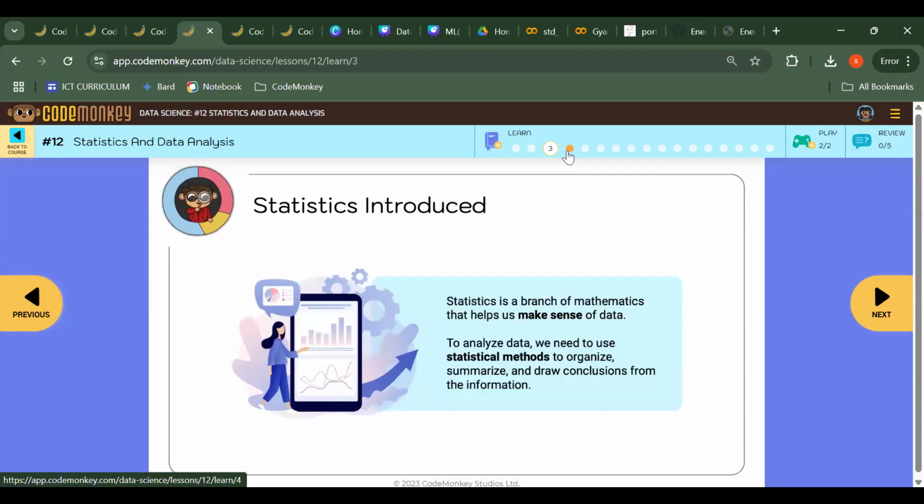Statistics is a branch of mathematics that helps us make sense of data. To analyze data, to study data, we need to use statistical methods to organize, summarize, and draw conclusions from information. How does statistics help to summarize and draw a conclusion? Let's see in the next slide.